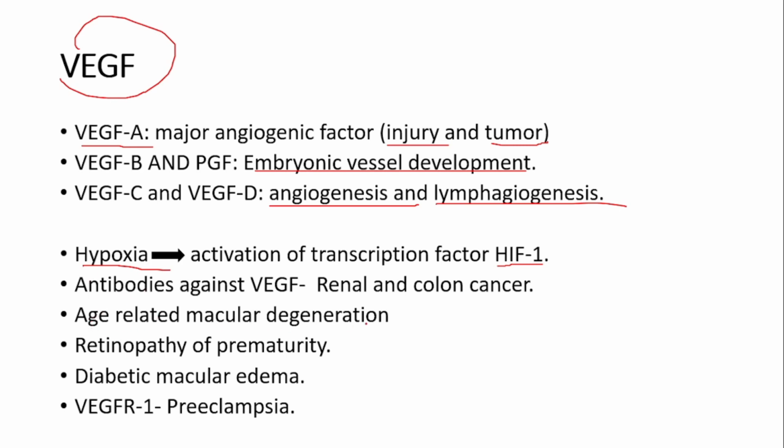It is also used in age related macular degeneration, where inappropriate angiogenesis is taking place. Retinopathy of prematurity, where a lot of angiogenesis is taking place due to hypoxia again. And diabetic macular edema, where in diabetic retinopathy the vessels are leaky, that is, the vascular permeability of these vessels is increased, leading to this condition. So this can also be treated with antibodies against VEGF. And VEGF R1 is also increased in conditions such as preeclampsia.